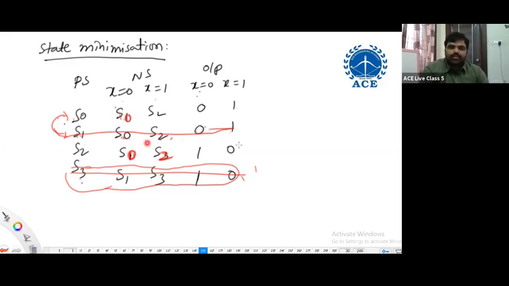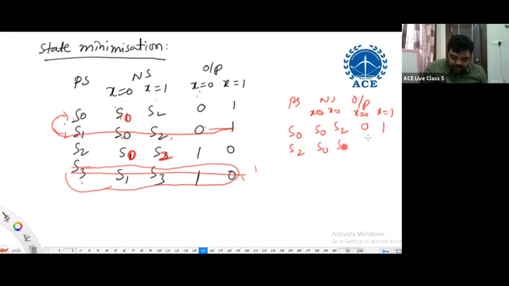Right? So what is it now? Modified table: present state, next state, output. X equals 0, x equals 1, and x equals 0, x equals 1. Now what is it here? S0, and next it is S0 and S2, it is 0, 1. And here S2, S0 and S2, and here it is 1, 0. And if you are observing, these two are also having same next states, right? But outputs are not same. We cannot merge. So to merge, outputs also must be same.